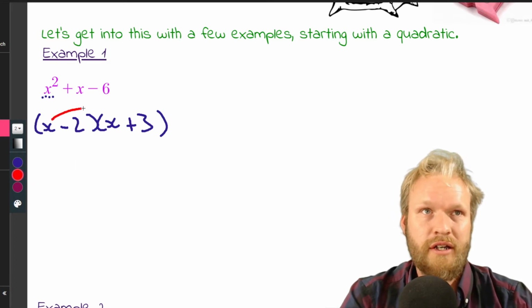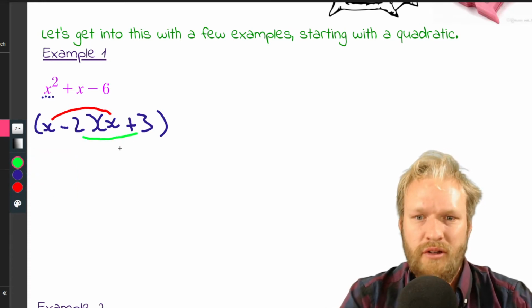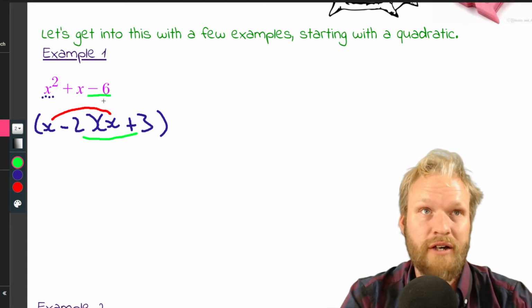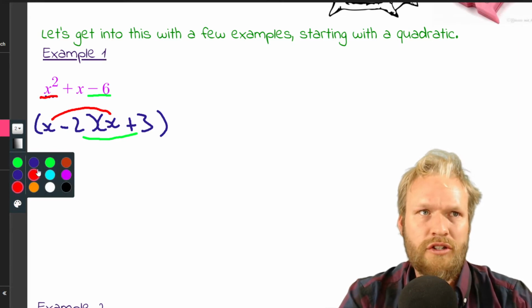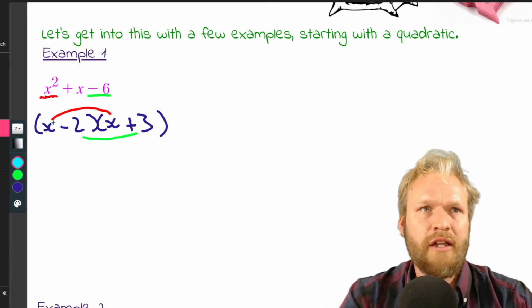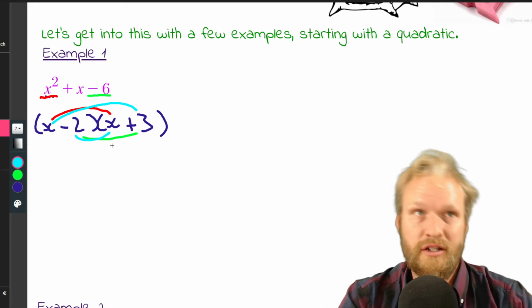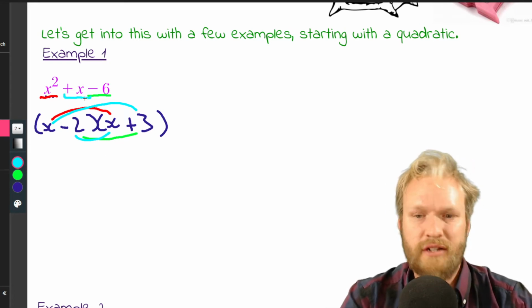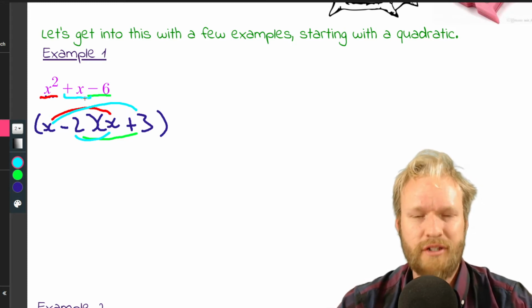Okay, so x times x gives us our x squared. Our last term, kind of the easiest: minus 2 times positive 3 gives us negative 6, which is the last bit over here. And for our middle term, x times positive 3 gave us 3x, and negative 2 times x gives us negative 2x, and 3x minus 2x gives us plus x. Cool, so that was all well and good, and that's what you've done before, so we're comfortable at this stage.